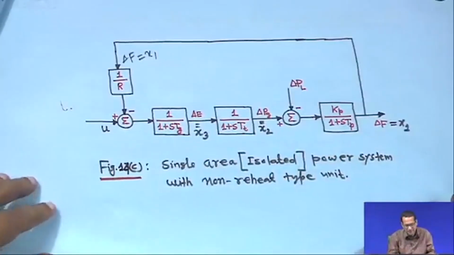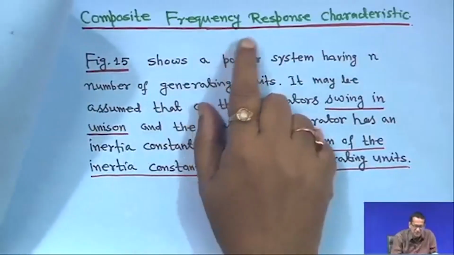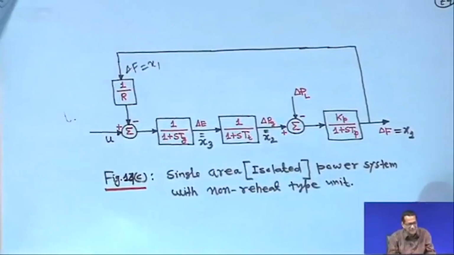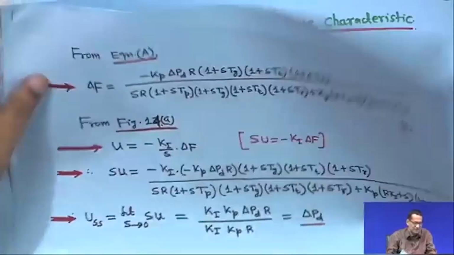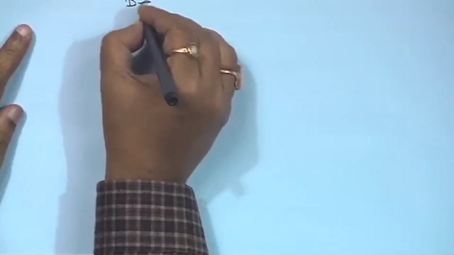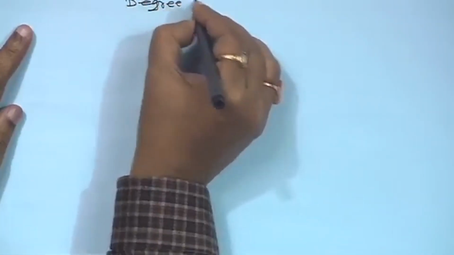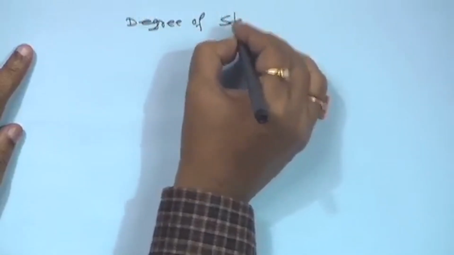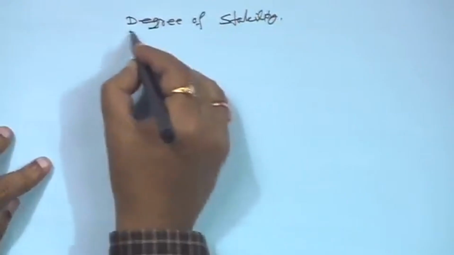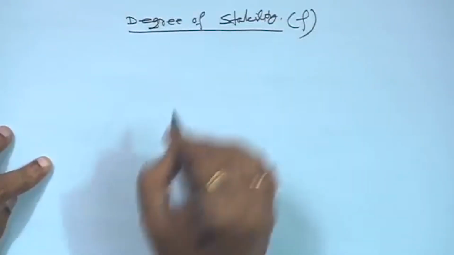After that will come the composite frequency response characteristic, but before this I will tell you one more thing that you should know, which is called the degree of stability, right. We define this as rho.